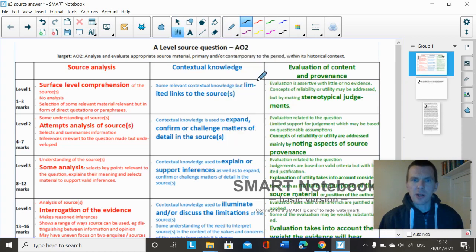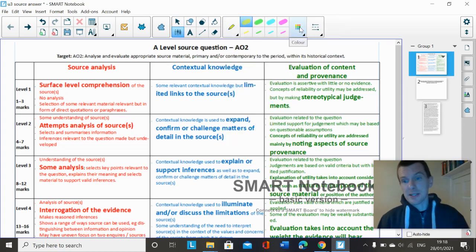We've put this into 3 columns for very good reasons, and that is because the exam board are looking for 3 things in your answers. They're looking for, quite simply, that you know and understand what the source is about, so source analysis, that you have some knowledge of the issues which they're asking the question about, that you can put the source into context. So it's very much contextual knowledge there, not just knowledge generally. It has to be about what the source is looking at. And then finally, evaluation of content and provenance.